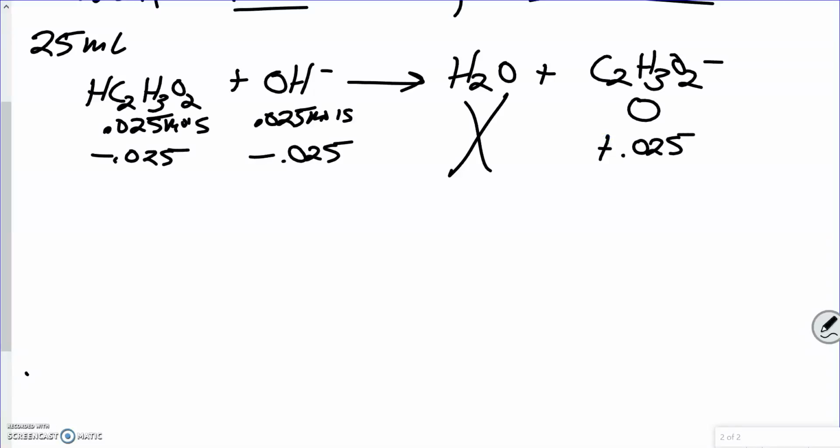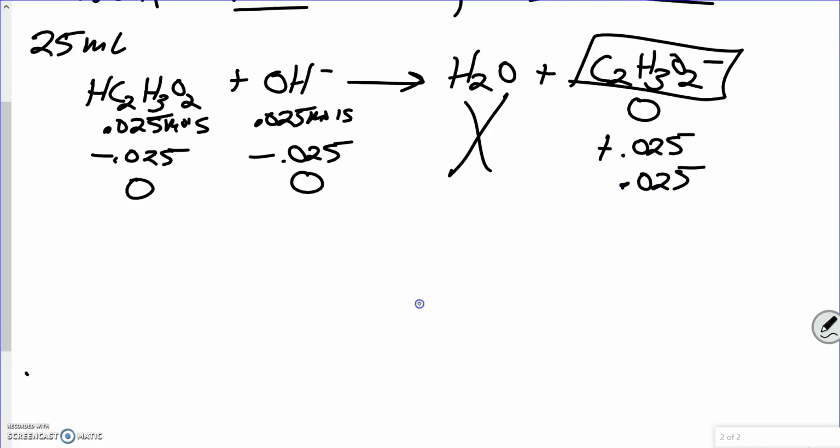which means what we're left with in the solution is nothing more than the conjugate base. Okay, all of the acid's gone, all of the base is gone, all that's left is this guy, the conjugate base, which is the acetate ion. So now we have to go back and determine, does that ion affect the pH of the solution? And in fact it does.